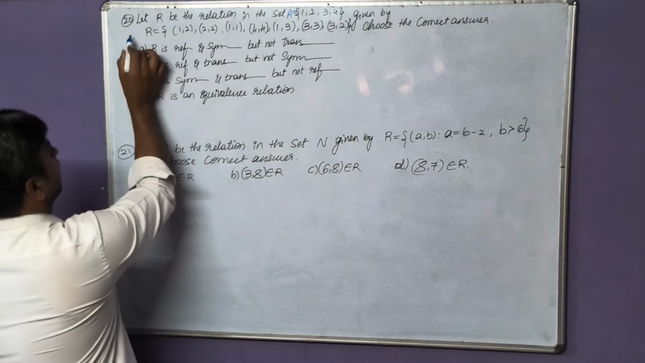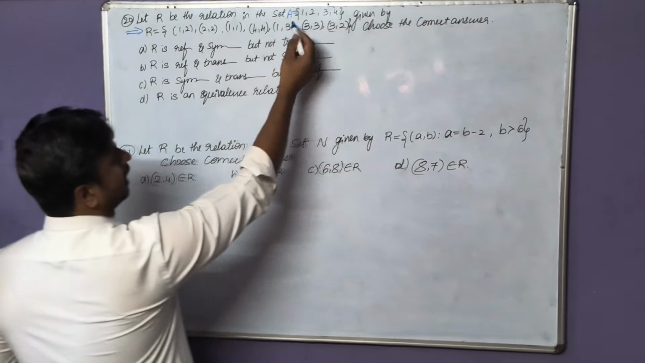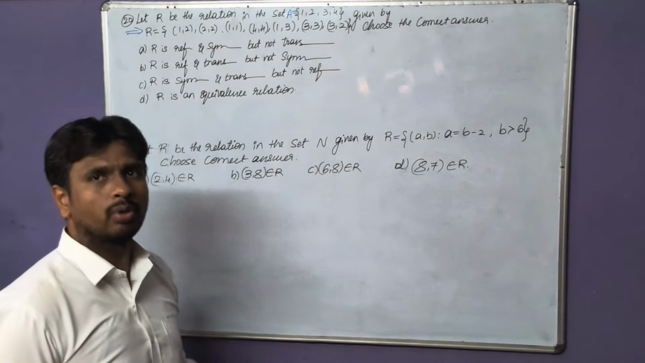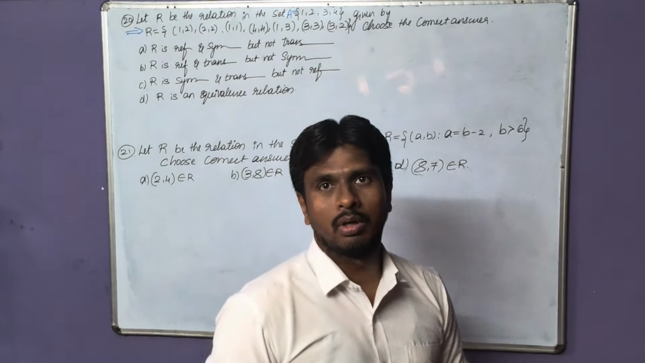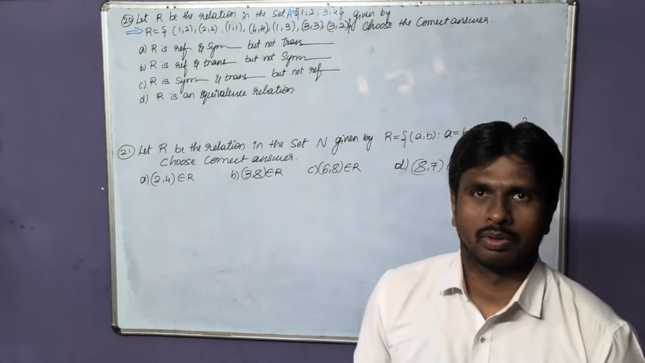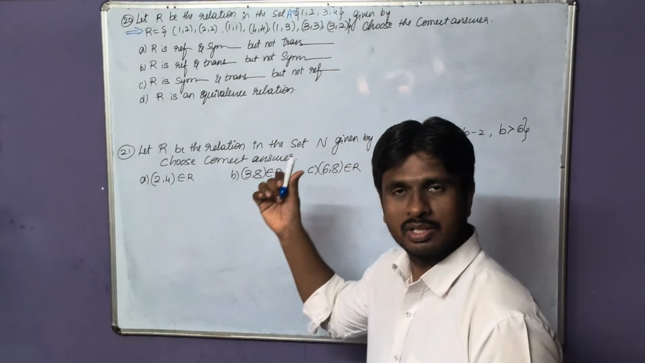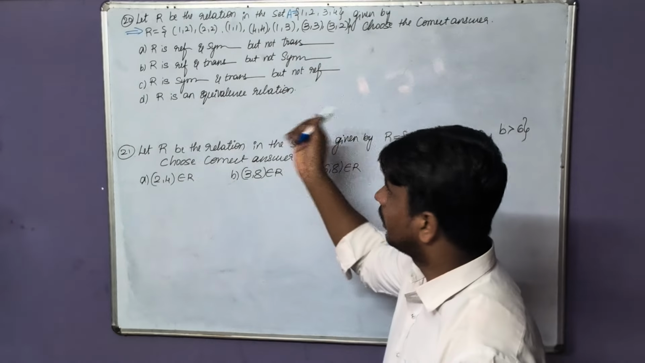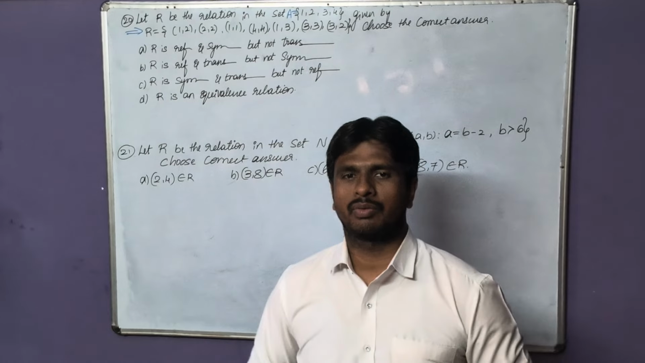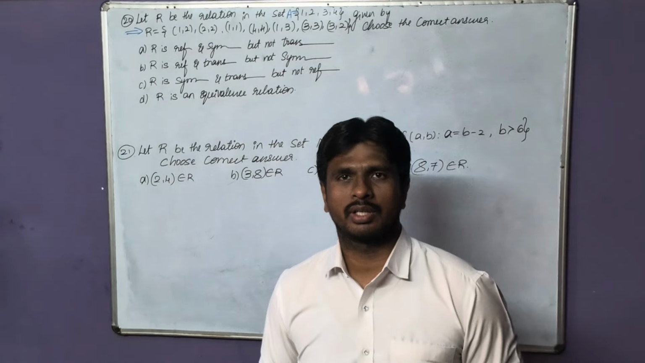See, relation R is given very clearly under the elements of set A: 1, 2, 3, 4. Now we need to check the relation. In all four options they are talking about reflexive, symmetric and transitive. So better you only check whether the given relation is reflexive, symmetric and transitive. Moreover, the elements are given, so it is very simple. We can easily identify whether the given relation is reflexive, symmetric or transitive.